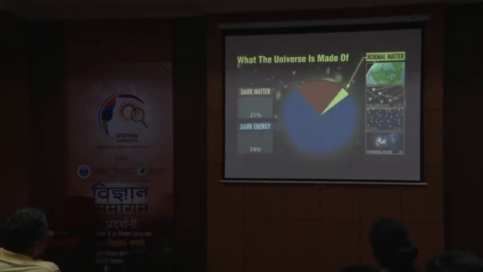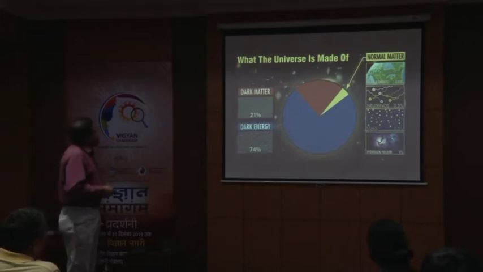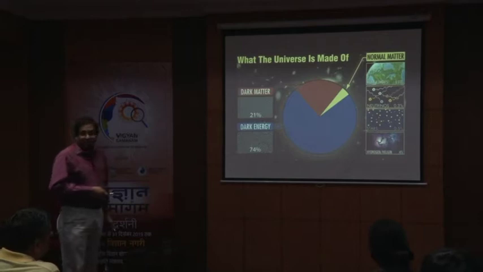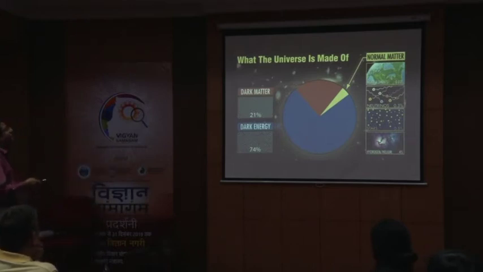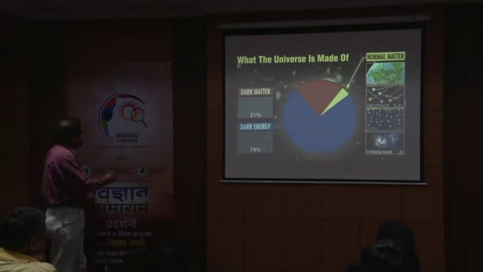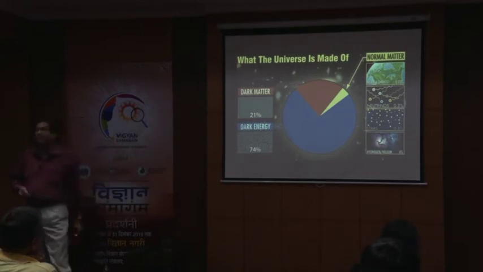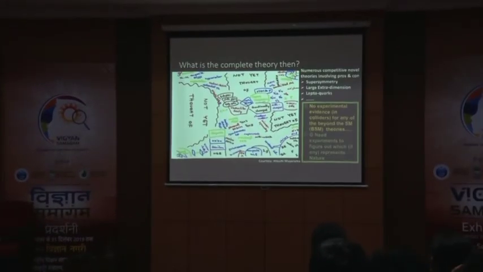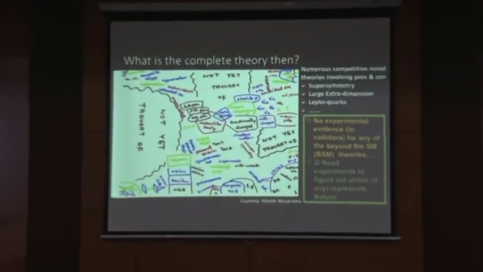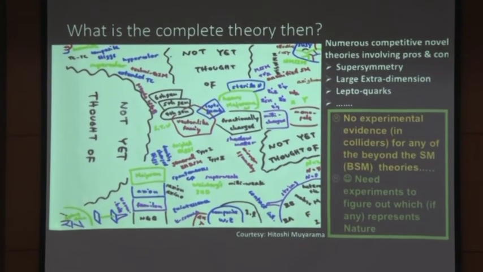So these are the two pieces of evidence for the existence of dark matter, and as of now we know only 5% of the universe. Whatever we are doing, LHC, you, me, the whole visible universe, is only 5%. The remaining 95% is completely unknown. The dark matter is 21%, and the other 74% is dark energy. So where to go? Where is the complete theory?